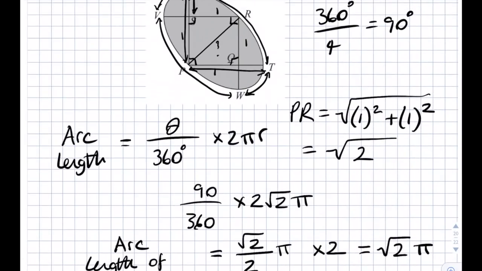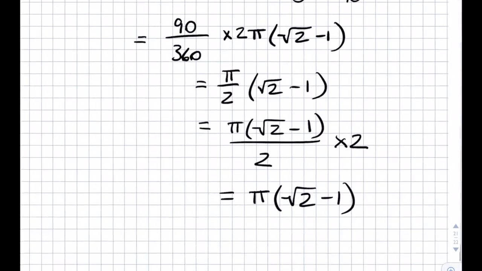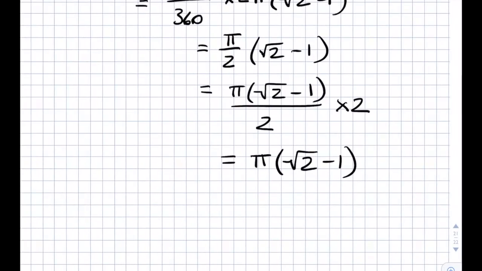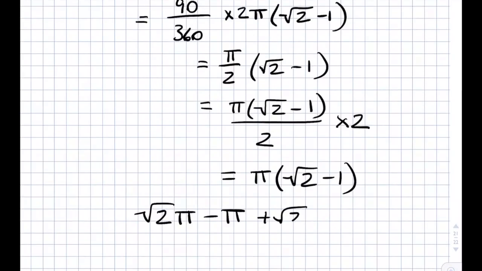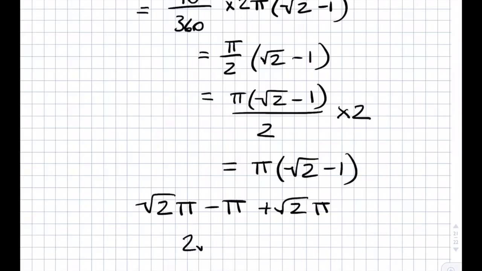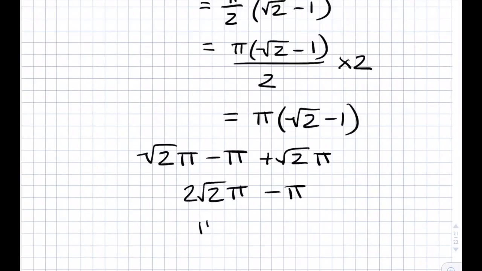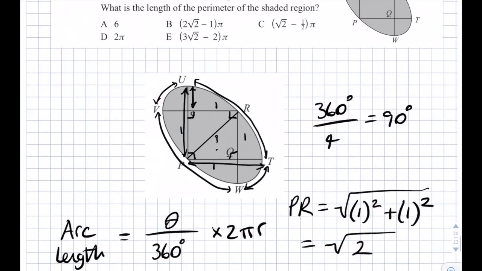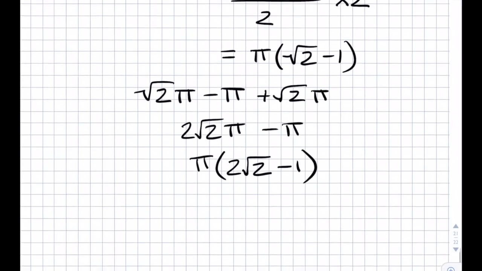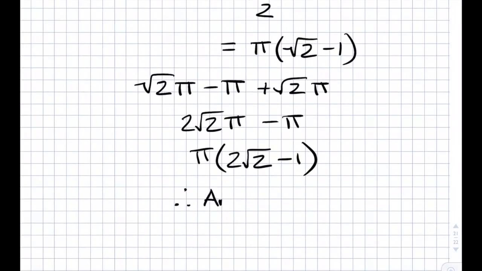So now that's the total perimeter of TW and UV, and root 2 pi is the total perimeter of TRU and VPW, so we can just add them together. If we expand this bracket, we get root 2 pi minus pi plus root 2 pi. That, of course, is 2 root 2 pi minus pi. Take out a factor of pi, and you are left with 2 root 2 minus 1, which is answer B. Therefore, our answer was B.